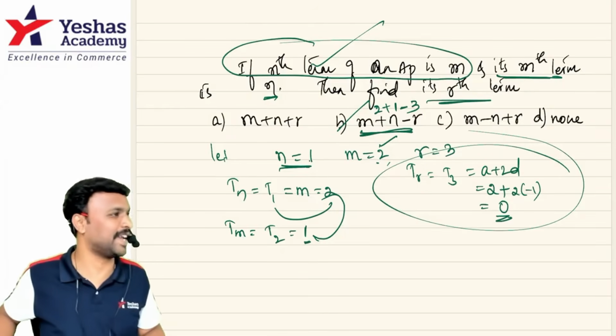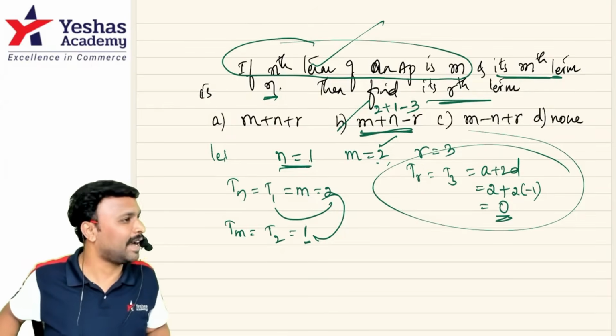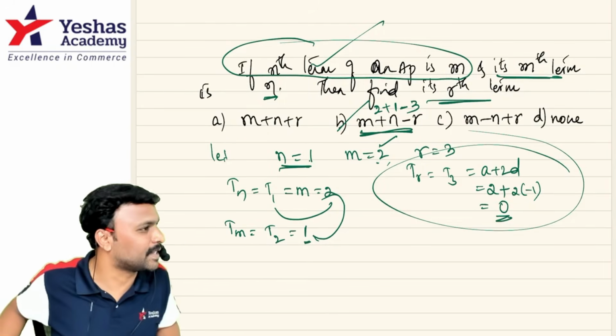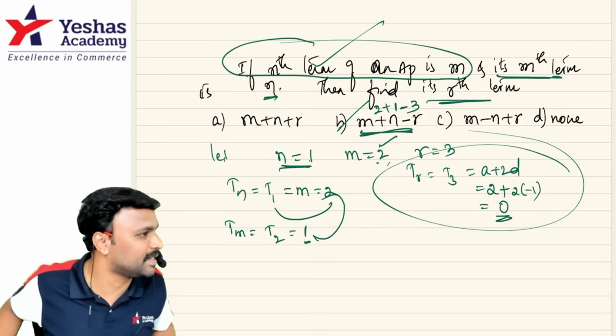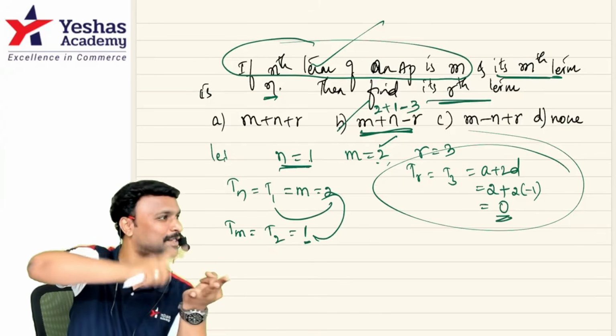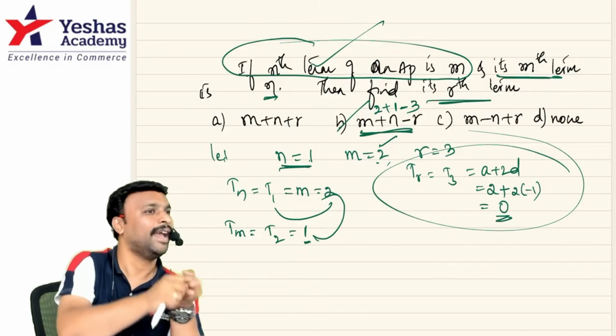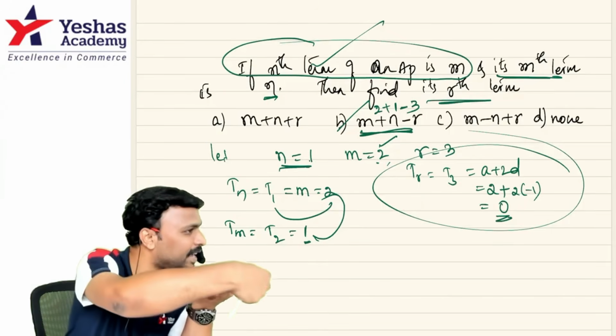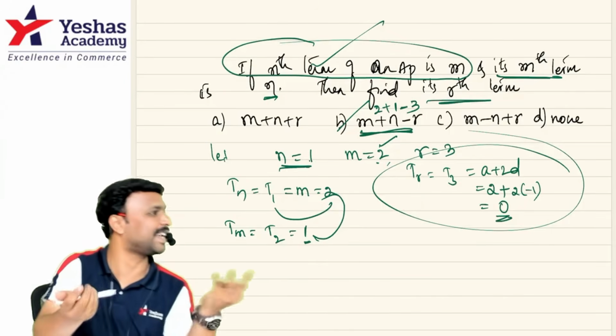They should first of all give you the xth term. In that case, the answer will be y plus z minus x. Whichever term they're asking, that will be minus. In this question, m plus n minus r, the rth term is r. So m plus n minus r. If x, y, z, they give you the yth term, zth term, and ask you to find the xth term, it is y plus z minus x. That's it.